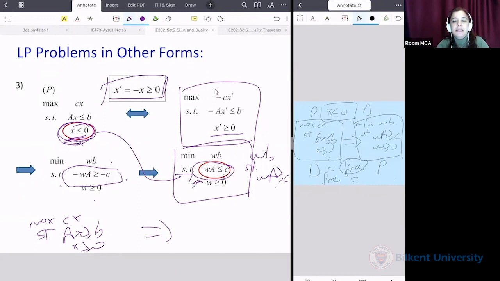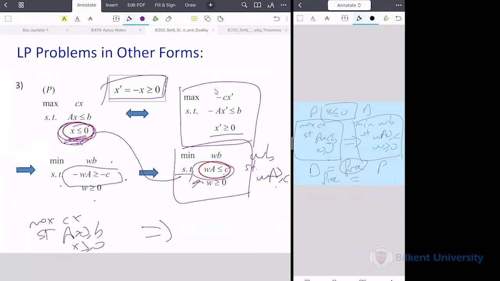I still need participation. Yes, Vasik? When the duality is applied and it turns into a minimization problem, then WA is going to be less than C, which is going to be like a proper normal duality problem.